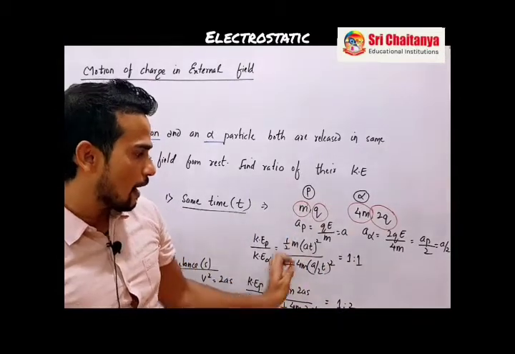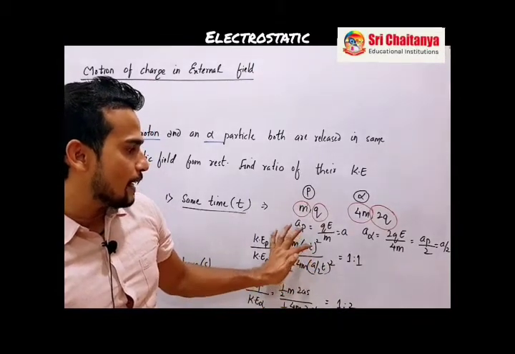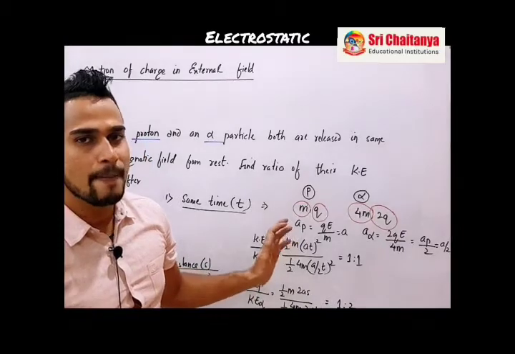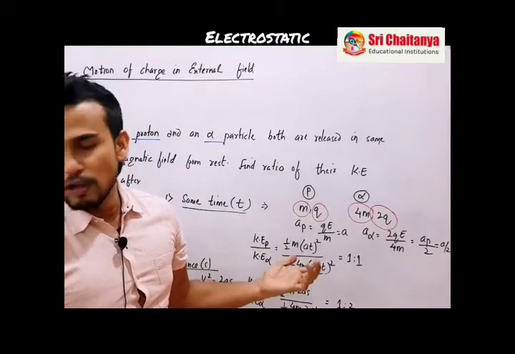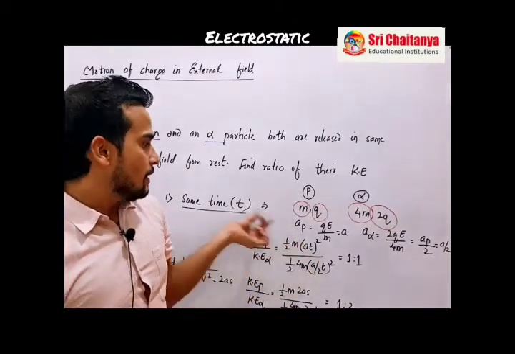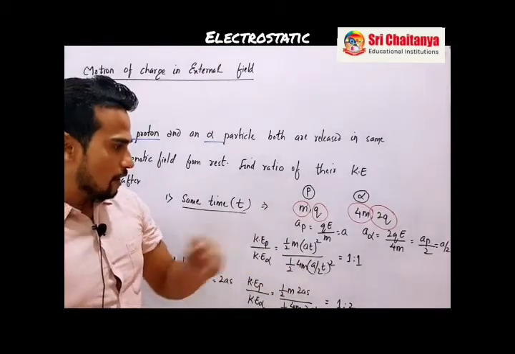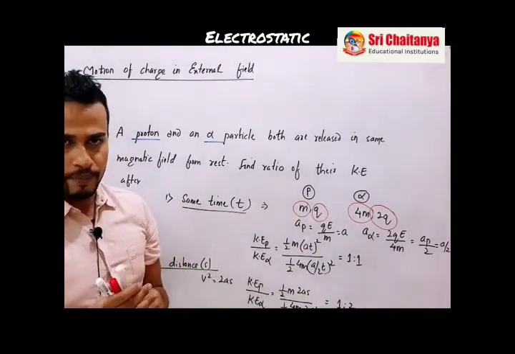Half mv square, half mv square. Only the thing is that here we will write velocity in terms of time, because they are saying in the question, after same time t. So that is how we can use it, and the ratio will come 1:1.